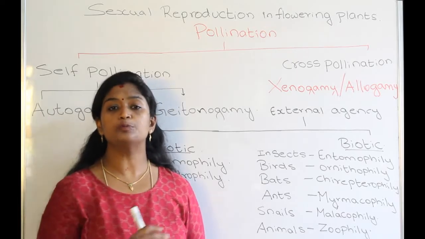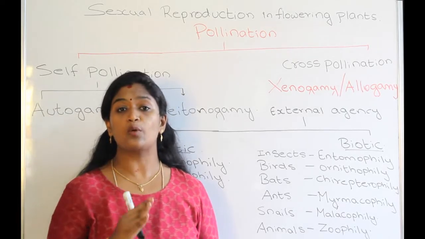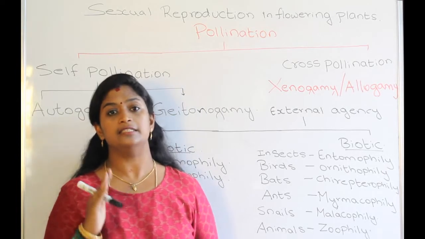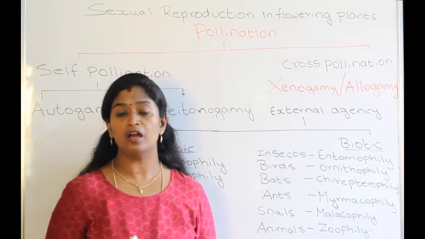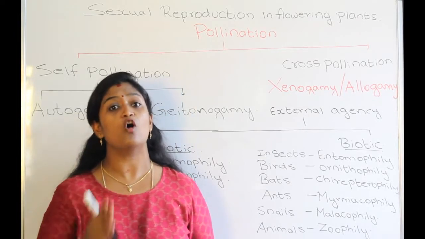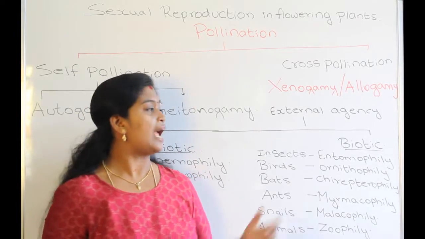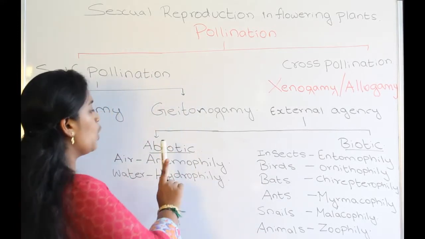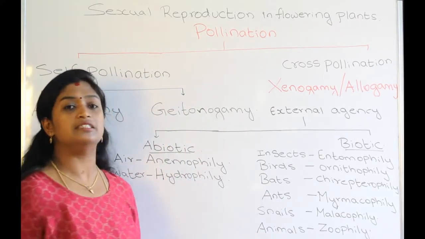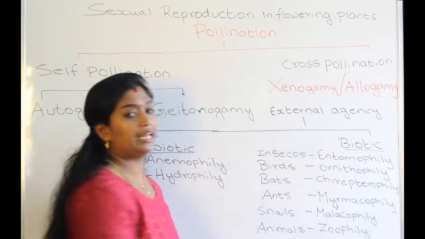Now, for cross-pollination to take place, we require an external agency to transfer the pollen grain from the anther of one flower to the stigma of another flower on another plant. We have two types of external agency. One is called the abiotic agency, the other one is the biotic agency.